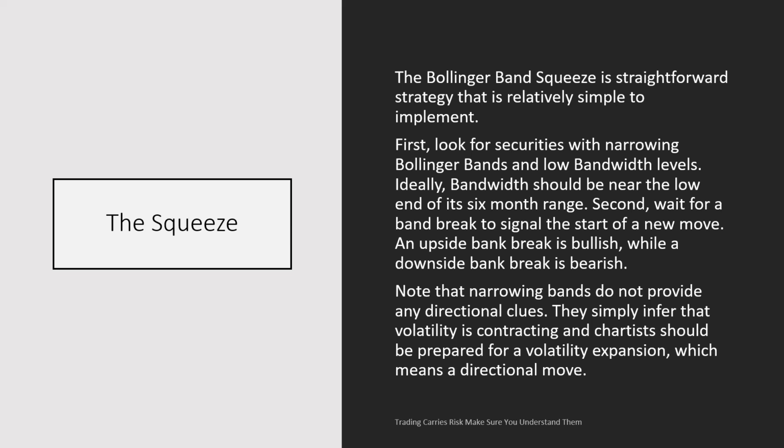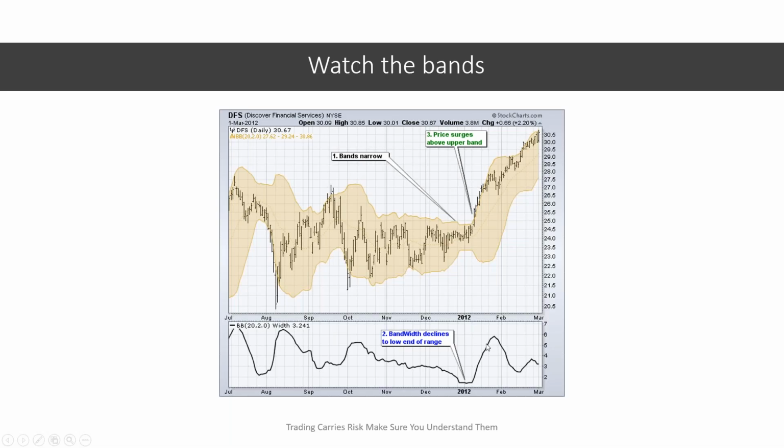Second, wait for a band break to signal the start of a new move. An upside band break is bullish, while a downside band break is bearish. Note that the narrowing bands do not provide a directional clue. They simply infer that the volatility is contracting, and chartists should be prepared for volatility expansion, which means a directional move. So in other words, as we see the bands contract, we're not looking at the price information side, we're looking at the bands contract, the width of the bands.